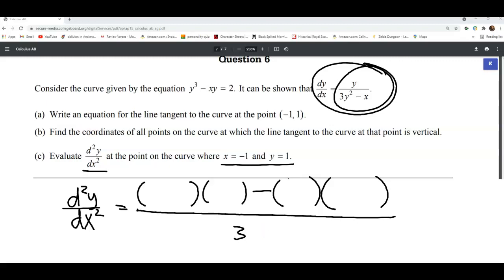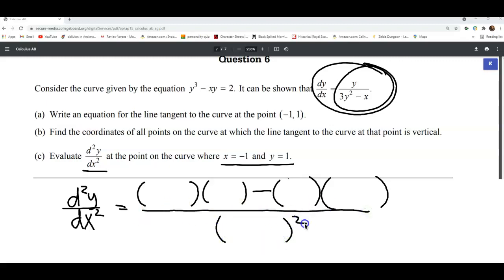Oops, I guess I could put that there. But... All right, so here we go. Low goes here. D high. What's the derivative of the top?